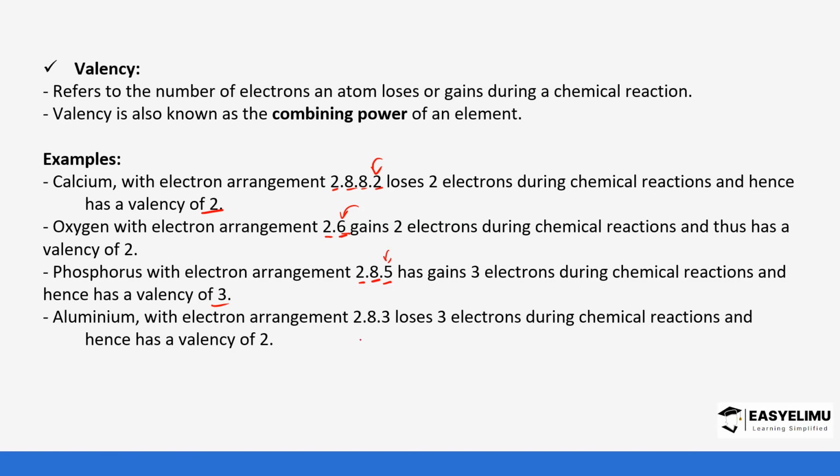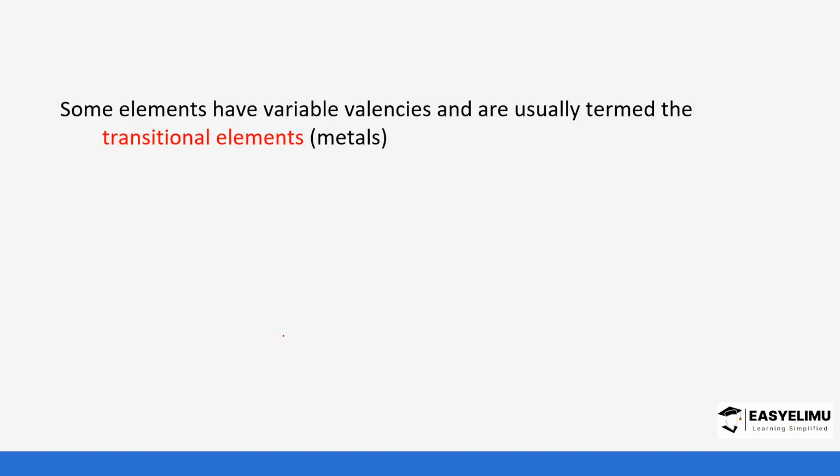Aluminium with configuration of 2.8.3. It has 3 valence electrons, but it loses 3 electrons, so the valency is 3. So you see the difference between valence and valency.